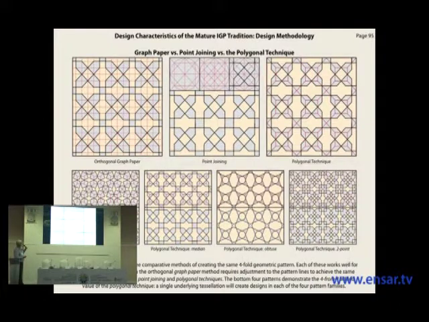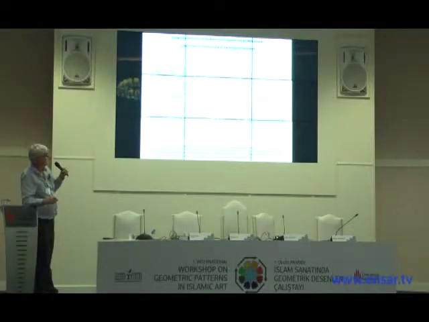And this is showing how the graph paper technique can be used to make this one pattern. The same pattern can easily be made with point joining, and the polygonal technique on the right can also be used to make the very same pattern. The polygonal technique has the disadvantage of having to create an underlying structure first, but with that underlying structure, as you can see on the bottom row, you can get 4 different patterns. The acute, median, obtuse, and 2-point patterns will all be made from that, each of which is historic.